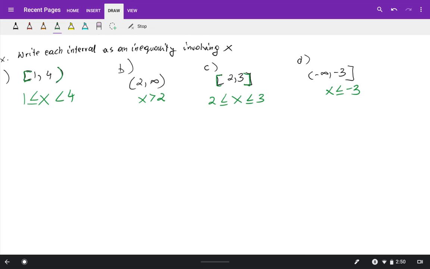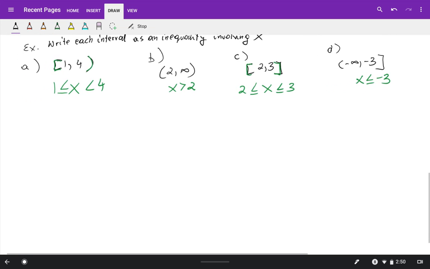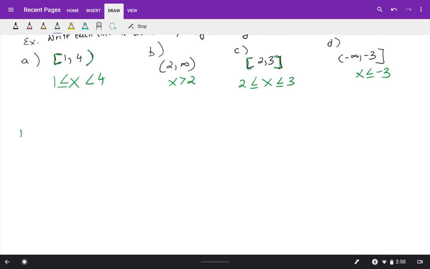So we practiced this one, and now we're going to talk about properties of inequality. So this is objective 2. The second objective is to use properties of inequalities. So there are a couple of properties. The first one is the non-negative property.